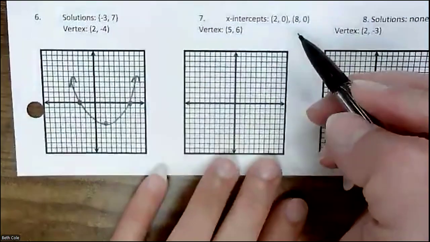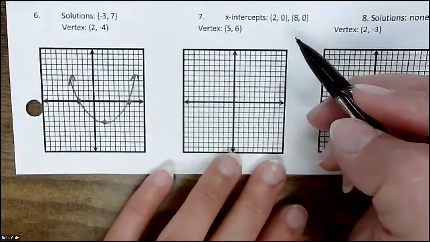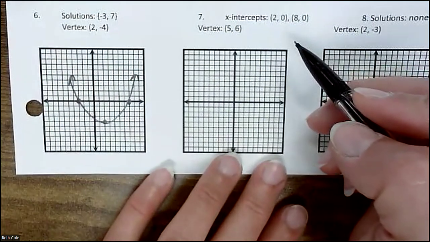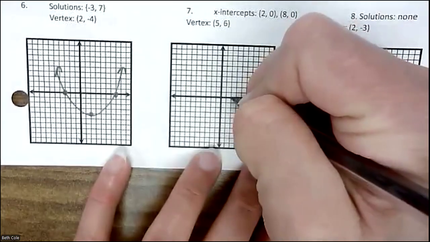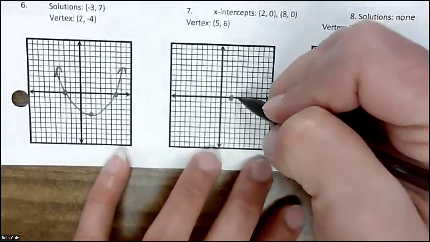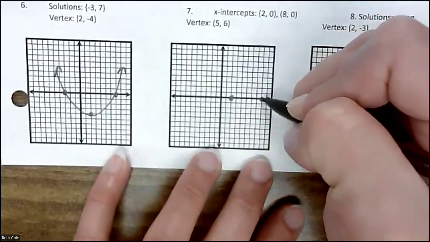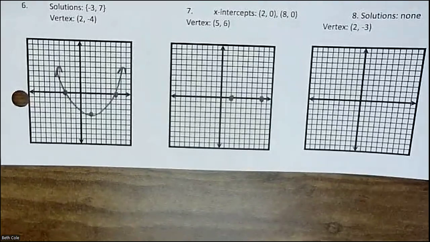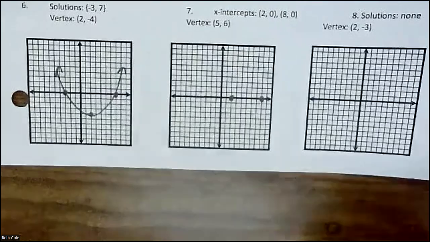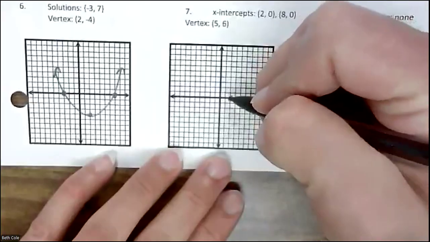All right, next one. I was pausing for questions. Are you guys okay? Are we all good? All right. So for this one, x-intercepts are 2, 0, and 8, 0. So you're going to plot those right there. Then your vertex is 5, 6.